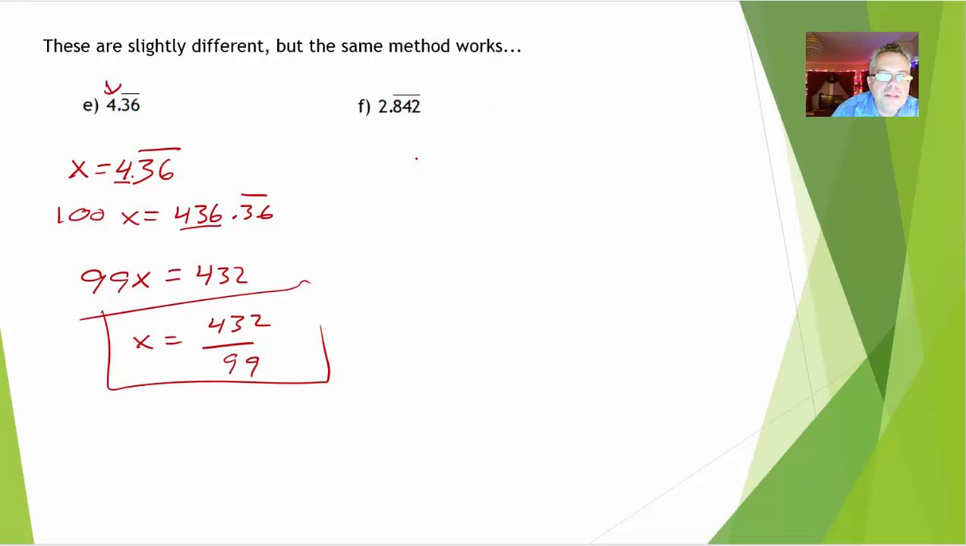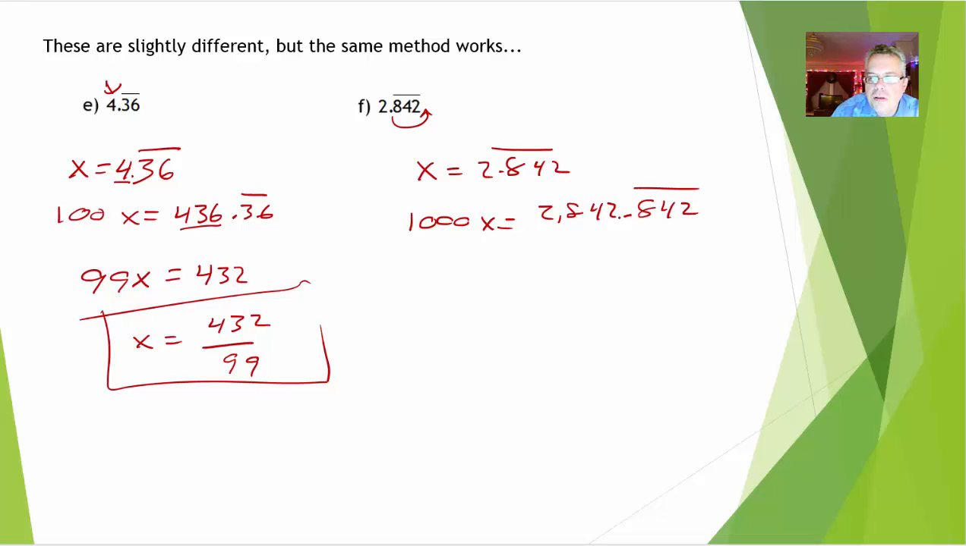Okay, no problem. Same thing here. We can do this trick. Same trick. We want to move this 3 spaces. So we're going to let x equal 2.842 repeating. 1000x would be 2842.842 repeating. Okay, we're going to subtract these two equations.